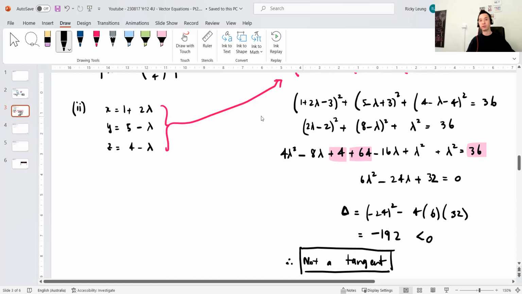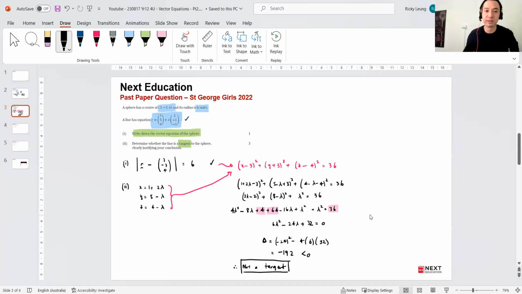Does that make sense? So this question here is very similar to the last one. The only difference is that I'm not actually finding the point. I'm just proving that there is no solution, in which case it's not a tangent. Yeah, that's it, done.